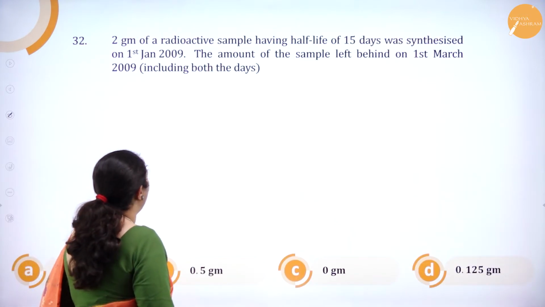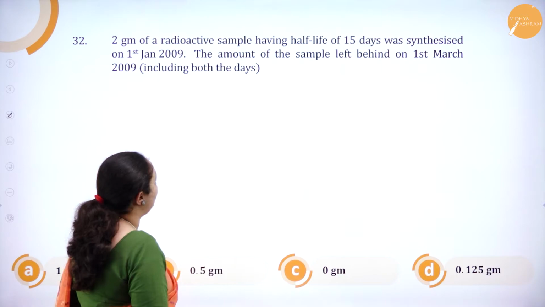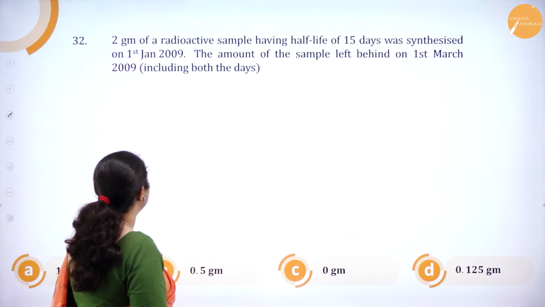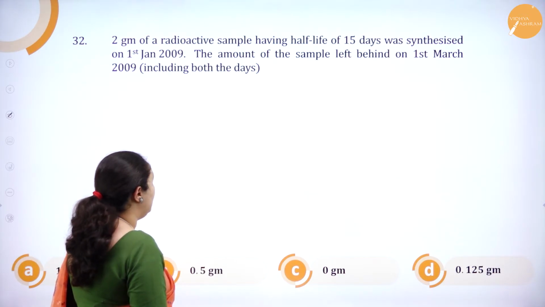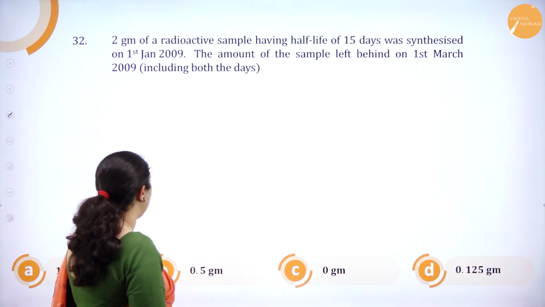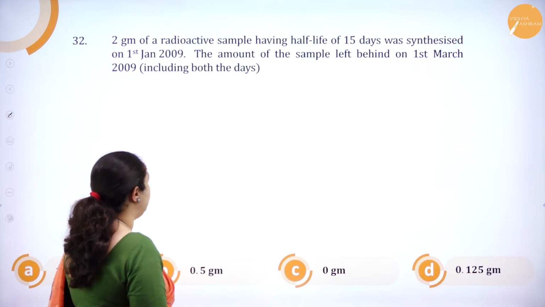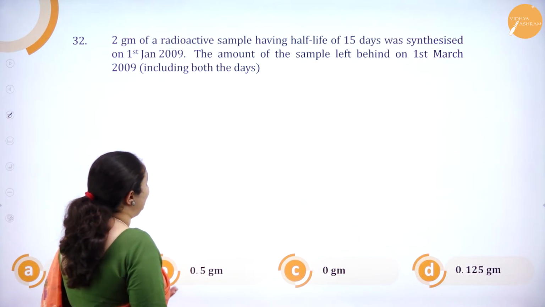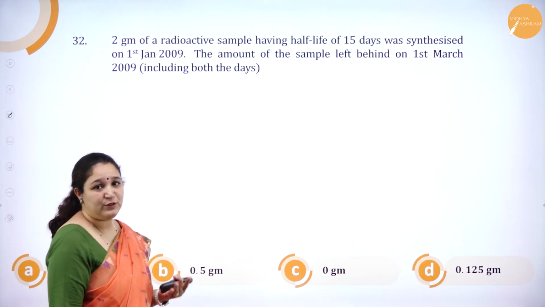2 grams of radioactive sample having half-life of 15 days was synthesized on 1st January 2009. The amount of sample left behind on 1st March of 2009, including both the days, is. So we need to calculate the amount of sample left behind.